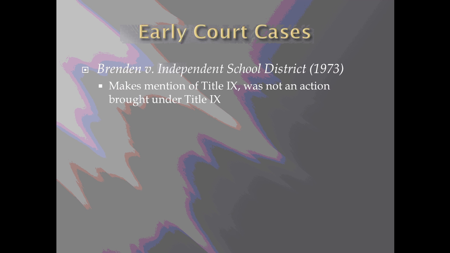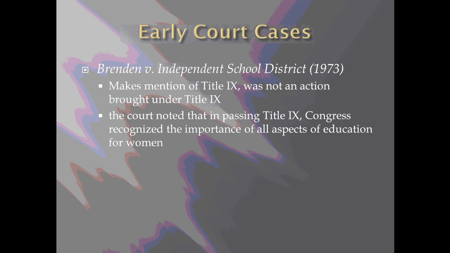Some of the early court cases involving Title IX. First one to mention here, Brenden versus Independent School District in 1973. This was a case that involved some female athletes who had been denied the right to participate with some of their male counterparts in high school sports. So they brought suit against the school district, not actually under Title IX. They brought legal action under the Civil Rights Act and the Equal Protection Clause, but it is important because the court makes mention of Title IX.